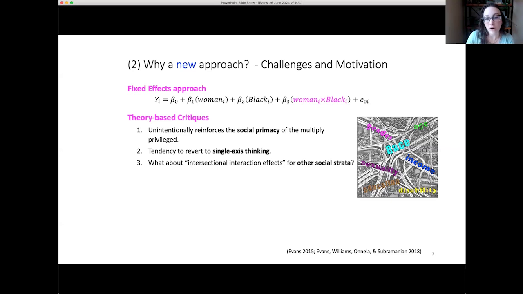Black women. What if we're interested in intersectional experiences for our most privileged population? What if we're interested in those who are sort of mixing advantage and disadvantage? We could, again, multiply change our reference category, but that's a bit cumbersome. And it's also not quite getting at what we're interested in.